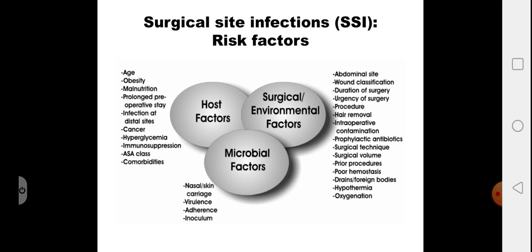Looking at the host factors, we've already discussed the age of the patient, malnourishment, comorbidities, and immunocompromised state. Microbial factors are any skin or nasal carriage of pathogens like Staphylococcus aureus, or the virulence of the pathogens. Staphylococcus aureus and Streptococcus pyogenes are more virulent than pathogens like bacteroides. Then inoculum size. What is the inoculum size of the site where you're operating? If it's a colonic surgery, the inoculum size of the flora present there is very high. So it carries more risk of infection than surgeries at other sites.